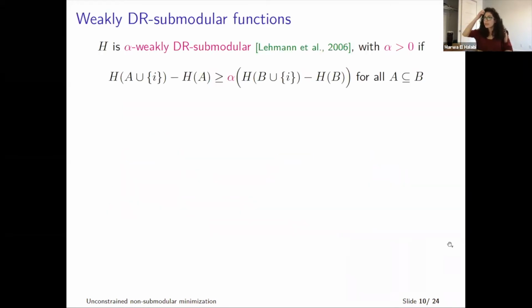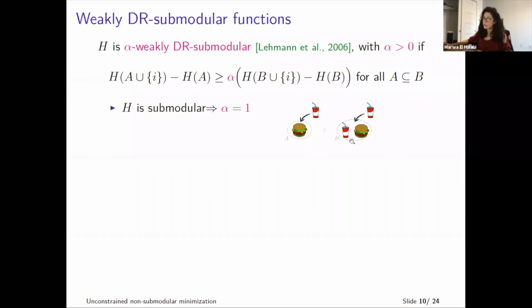Okay. So let me start by first formalizing a bit what I mean by approximately submodular functions. There have actually been several notions of approximately submodular functions proposed in the literature. The one I'll be using here is called weakly DR submodular functions. So we say that a function h is alpha weakly DR submodular if it satisfies the following weaker version of the diminishing returns property. Instead of satisfying this inequality exactly, we now have this extra multiplicative factor alpha.